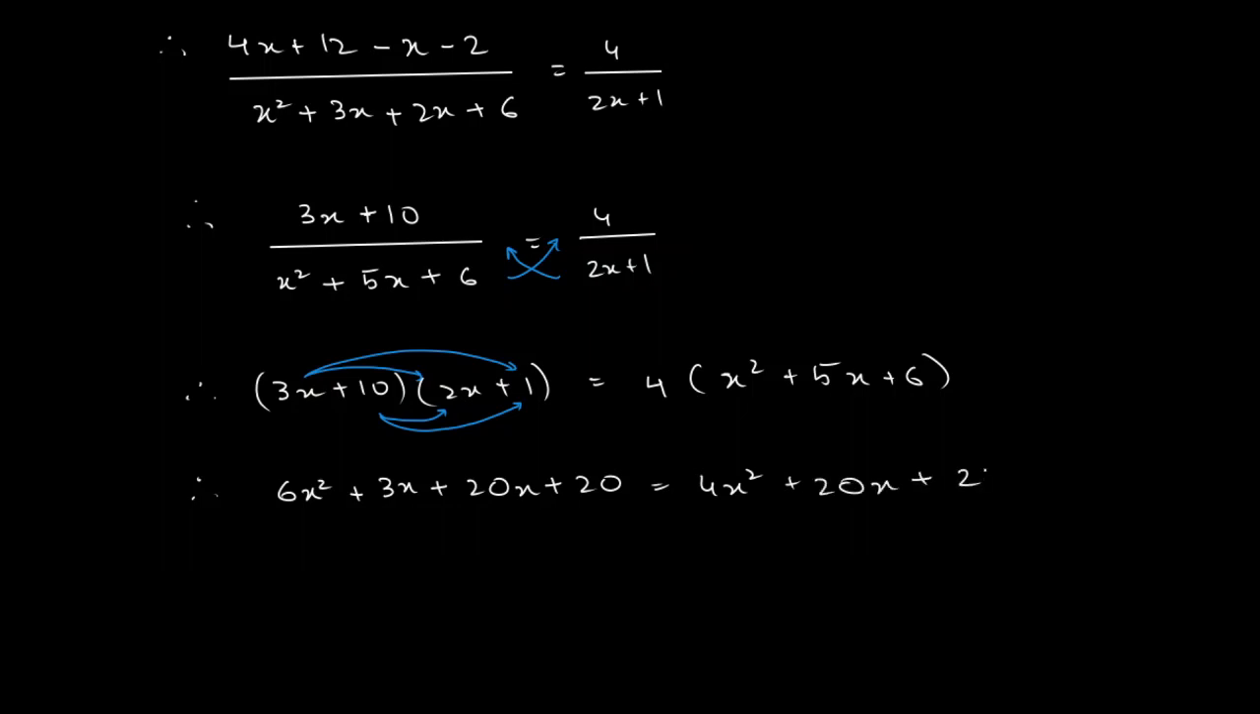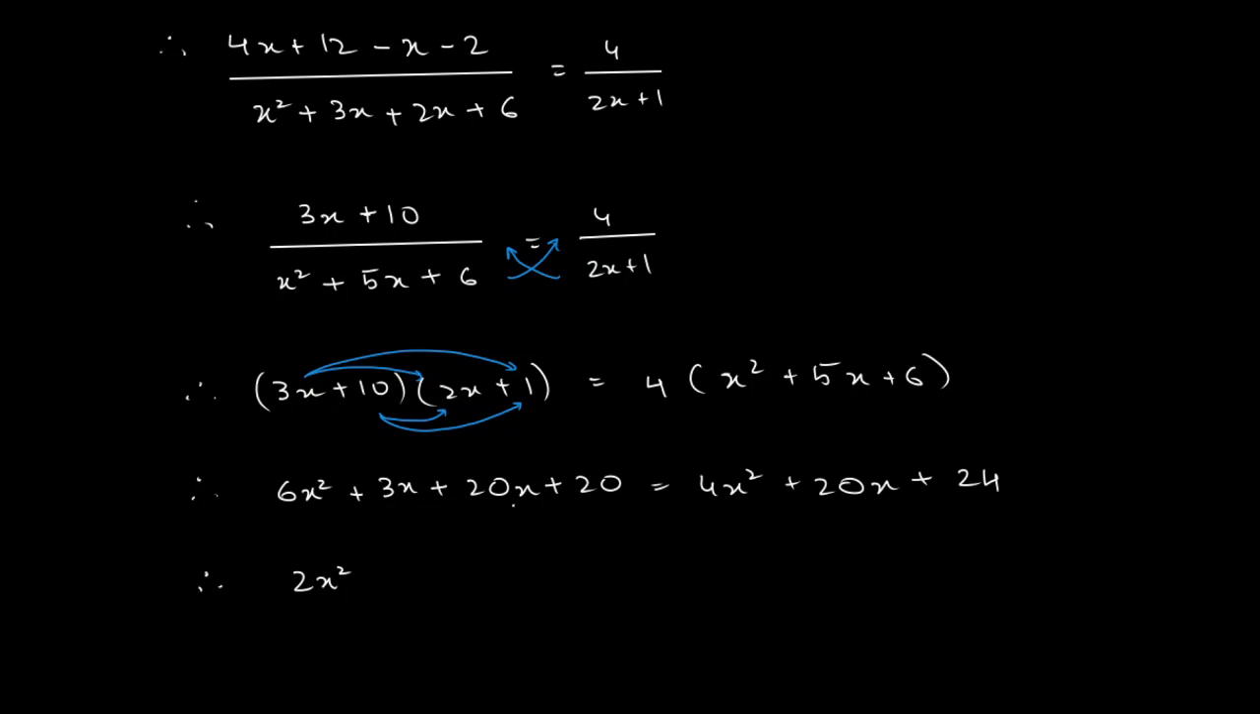Okay, so let's rearrange these terms so that we have all the terms on one side and equal to 0. That's like our quadratic equation. So we have 6x square here, we take the 4x square here, so 6x square minus 4x square will give me 2x square.